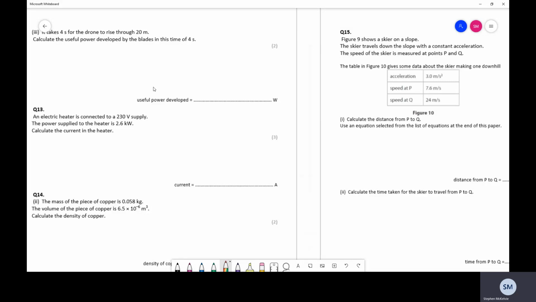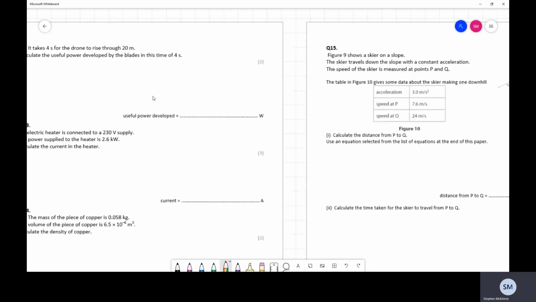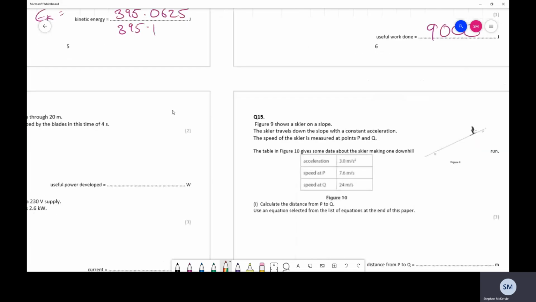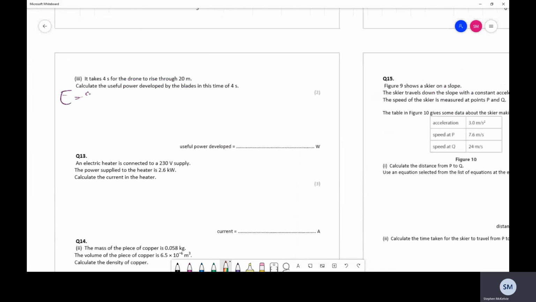So we're carrying on from our question up here where we learned that the drone did 900 joules of useful work. So I'm going to write down here that the energy transferred was 900 joules. It takes 4 seconds of time for my drone to rise through a height of 20 meters. Calculate the useful power that is developed by the blades in the time of the 4 seconds. Well, I don't need height, but I have got energy, I have got time, and I have got watts.